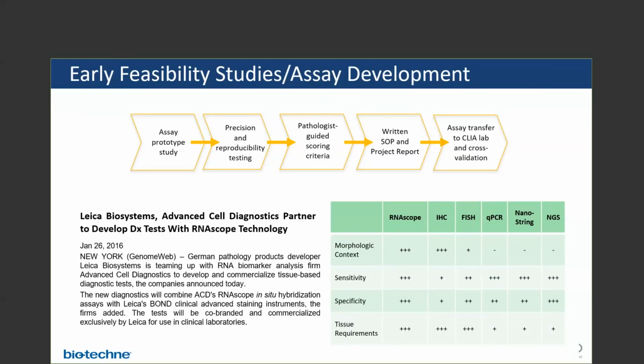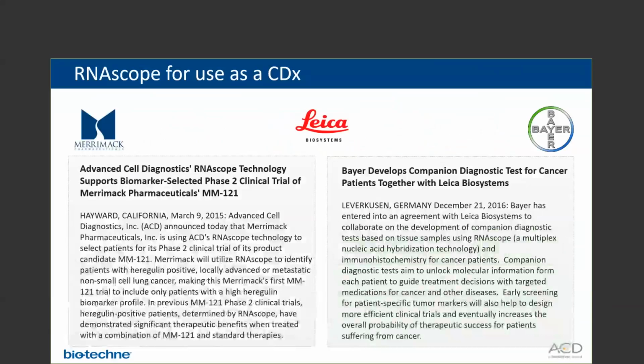As you can see here, in 2016, we collaborated with Leica Biosystems to develop such DX tests. And on the right here is shown the advantage of RNAscope technology over other assays with respect to morphologic context, sensitivity, high specificity, and tissue requirements. Two examples of use of RNAscope assay used as a companion diagnostic in clinical trials have been shown over here. First one was where Merrimack used RNAscope for patient selection based on heregulin positivity. Our second collaboration was with Bayer in Germany, where RNAscope was utilized as a companion diagnostic and used for early screening for patient-specific tumor markers in different cancer types.